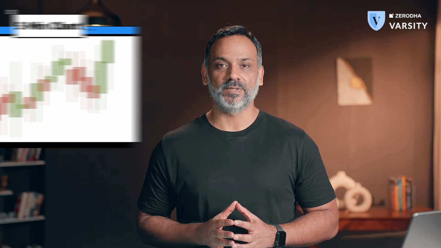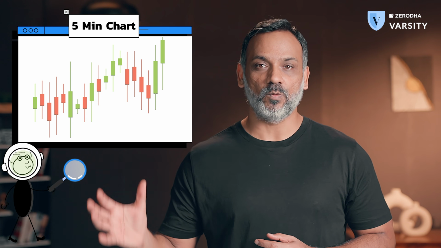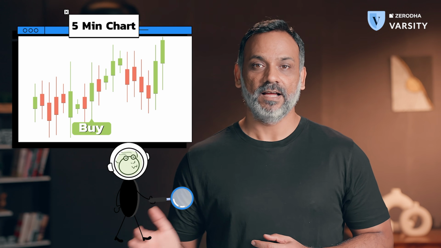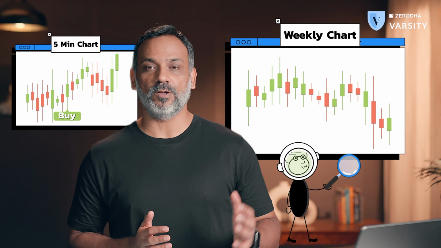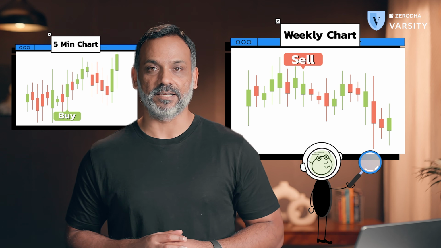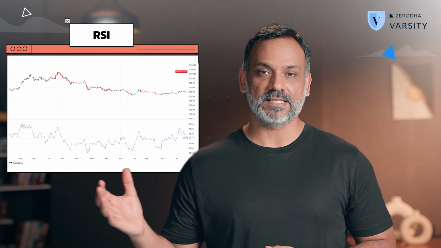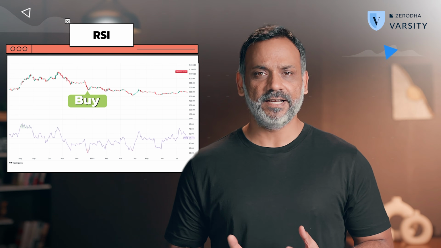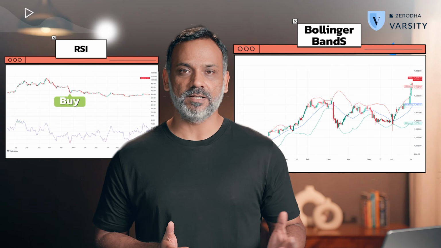The problem with a complicated setup, especially for a newbie trader, is that there are bound to be conflicting signals. For example, if a 5-minute chart on one of the screens suggests buying, at the same time the end-of-day chart on another screen may suggest selling. Or if an indicator such as RSI suggests buying, an indicator at the same time, maybe a Bollinger Band, may suggest selling. What are you going to do? Are you going to be a buyer or a seller?